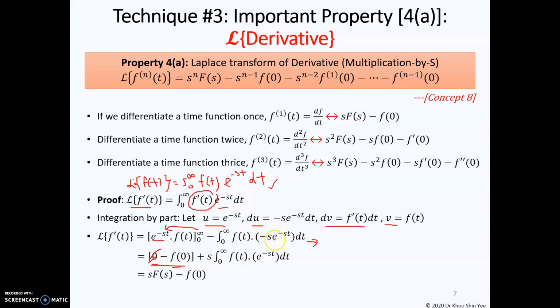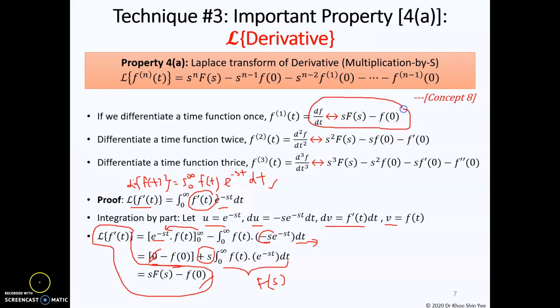On the right hand side here, since you integrate with respect to t, then in this case, your s will be a constant. So we can take the constant negative s outside, and you get positive s here. This term is F(s), so we get s F(s) minus f(0). So this is our answer. With that, we can prove that the Laplace transform for df over dt gives us this answer, which is the same as the previous answer here.